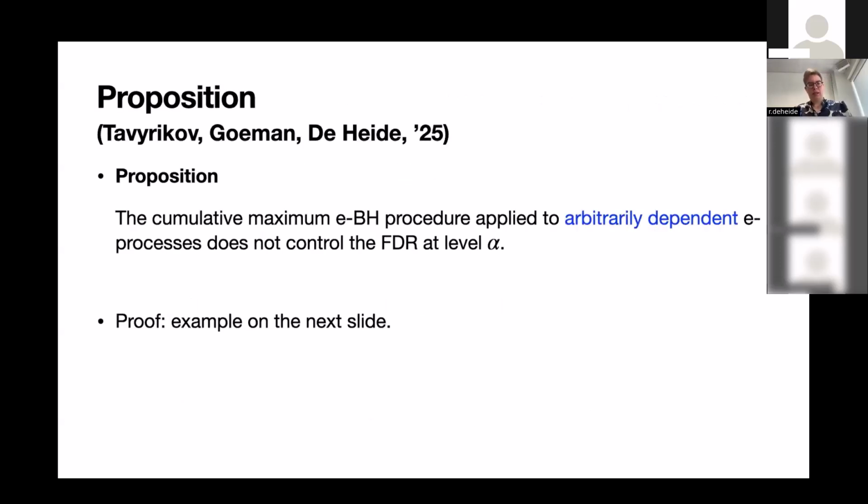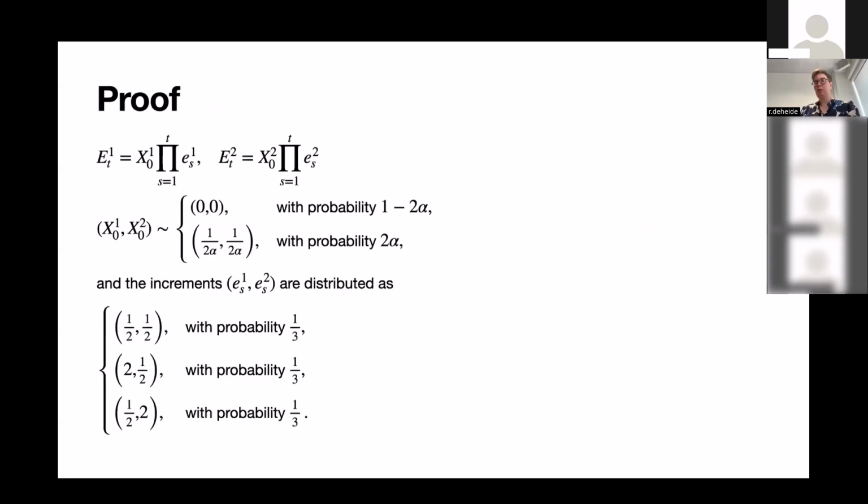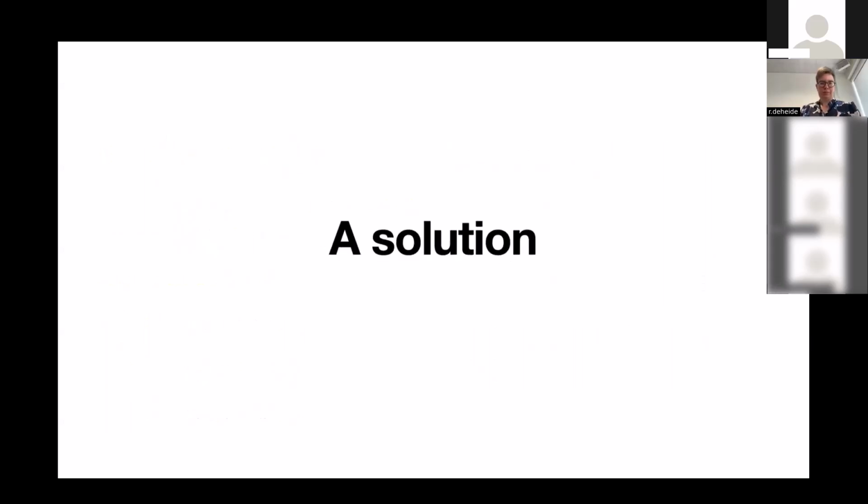But unfortunately, we can show that if we use this cumulative maximum procedure, so we use these maximum processes with arbitrarily dependent E processes, we do not control the false discovery rate at level alpha. I'll skip the proof. This is just an example for which we show that it doesn't work.